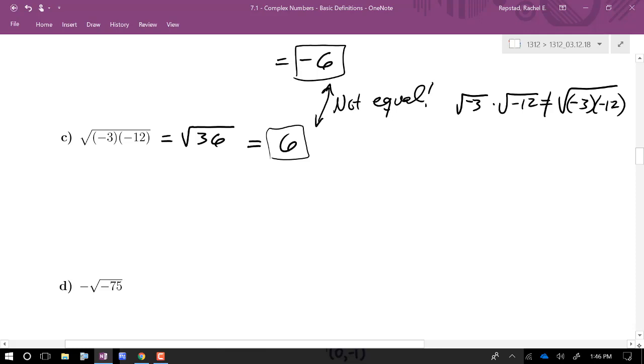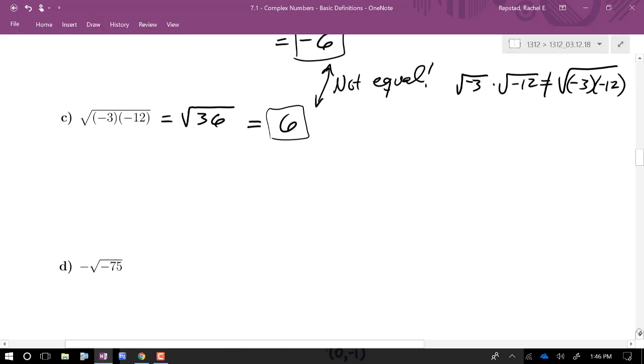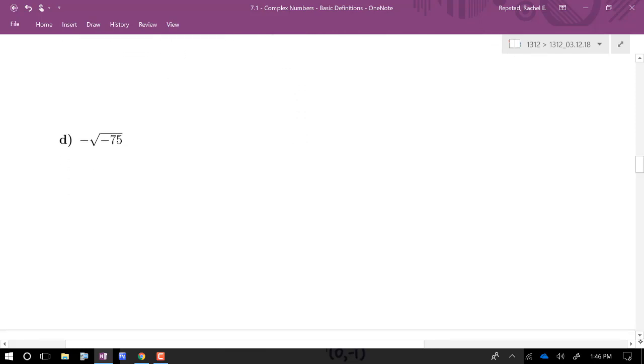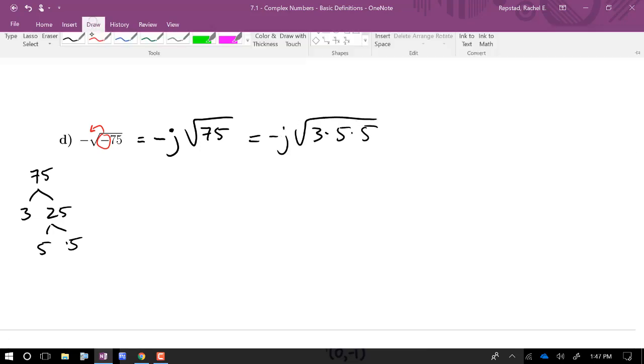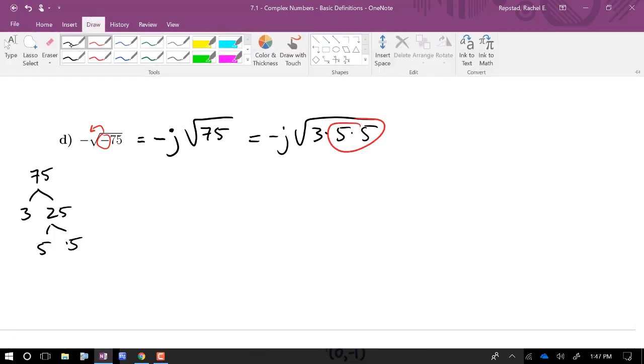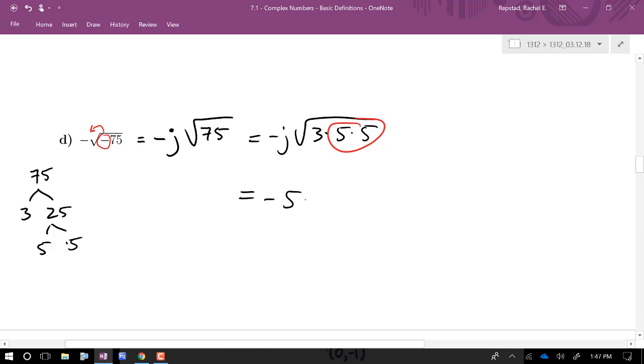Want to do another one? Okay. What do we do first? Make the value of the radical positive, or take out a j. Yep. So we take out a j, which takes care of that negative inside. So outside we have minus j, because we still have that negative outside the radical, root 75. And for 75, make a little factor tree: 3 times 25, which is 5 times 5. We've got a pair of 5s we can take out. So we have minus 5j root 3.